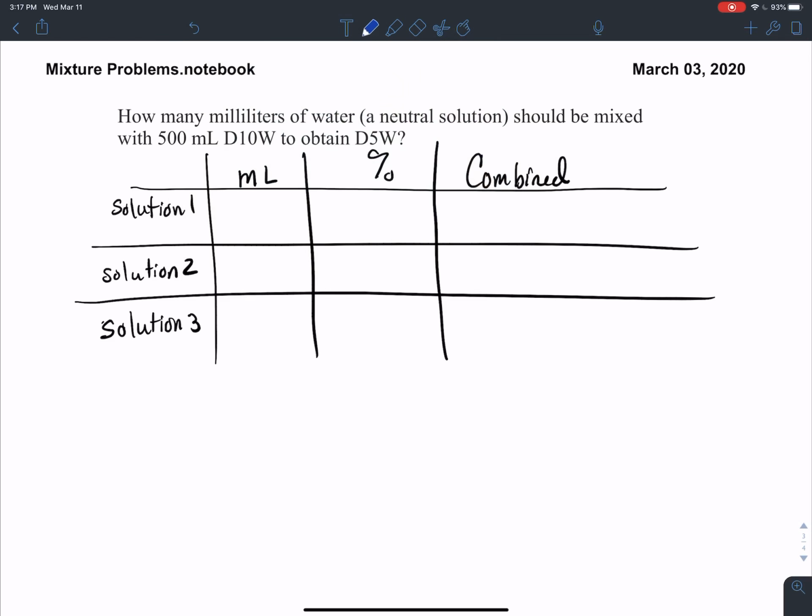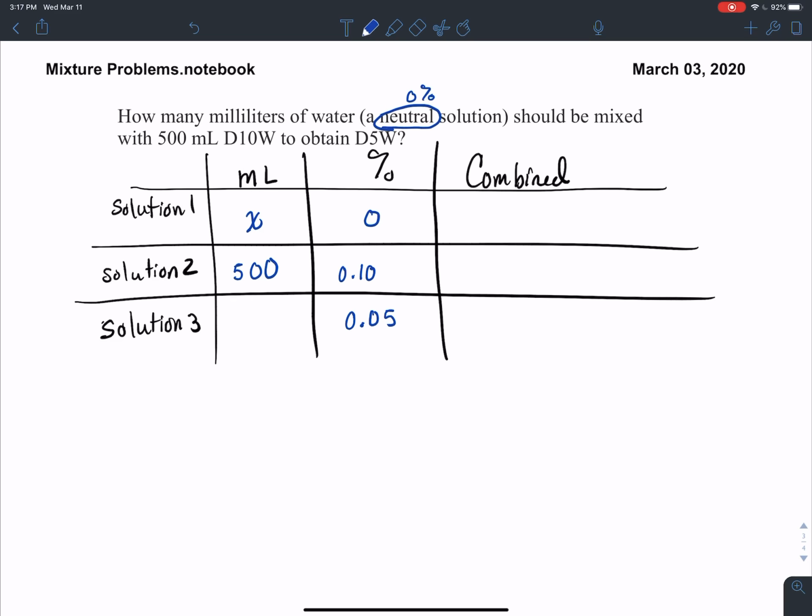If I look up at this problem, how many milliliters of water should be mixed? So they're asking me about the first solution. So I don't know how many milliliters I need, and they tell me that water is a neutral solution again. Remember, that neutral means it has 0% drug in it, so I'll have 0 there. Should be mixed with 500 milliliters of dextrose 10% water, so that 10% is 0.1 or 0.10, to obtain dextrose 5% water. So they're telling me that I really have 0.05 for my resulting solution.